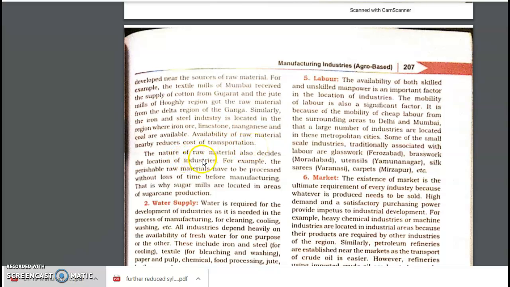The nature of the raw material also decides the location of the industry. For example, perishable raw material, that means raw material that cannot survive for a long period of time, like vegetables and fruits. Such materials have to be processed without loss of time, therefore the manufacturing industry should be nearby. That is why sugar mills are located near the sugarcane producing fields, because sugarcane is perishable. Right? The sugar content starts reducing after the harvest. Within 24 hours, it starts reducing.